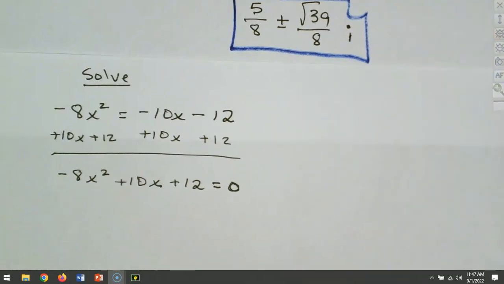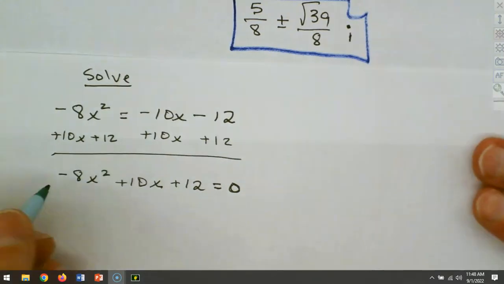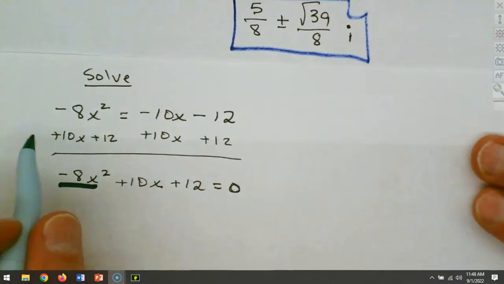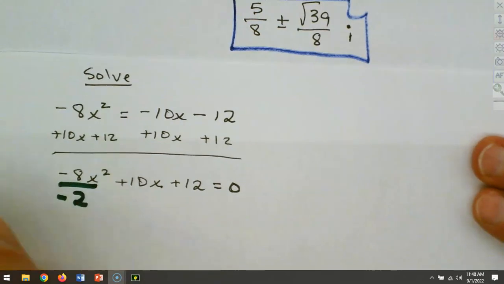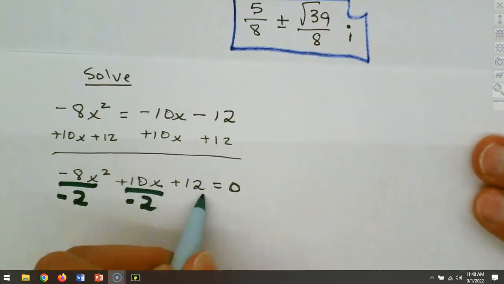Well, what do we need to do? We need to see if we can reduce this down first, right? Because watch your signs, I moved everything over, didn't I? Okay. Now, can we ever begin with a negative x squared? No, we don't want to do that. And we also look at our numbers. We have an 8, a 10, and a 12. So what's in common? What can I divide out? Yep, 2. And we don't want it to be negative, so we're going to make it positive. So we divide it all by a negative 2.